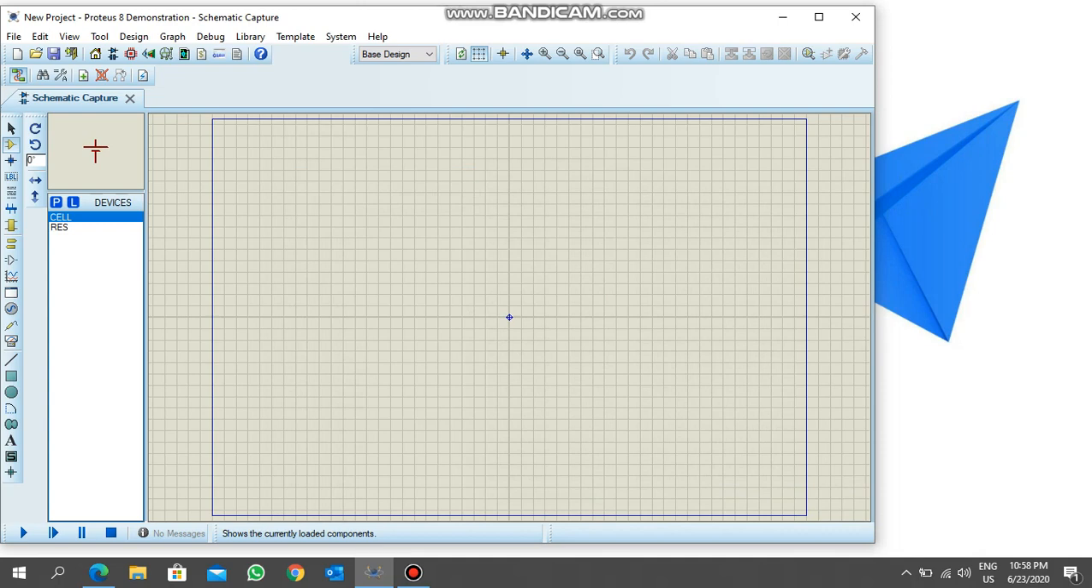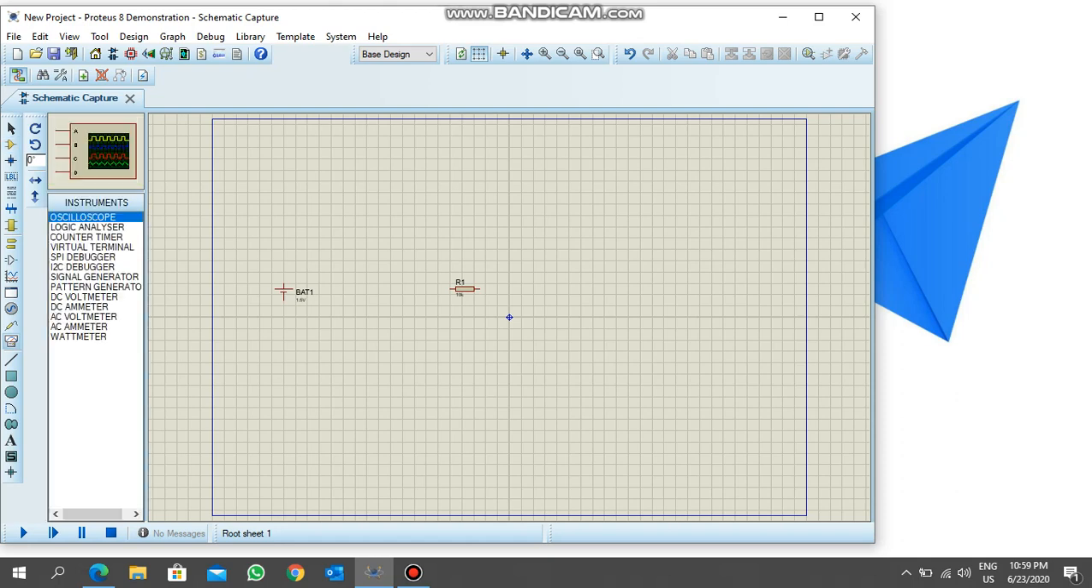Now we place the component. This is our cell. We place the cell. This is our resistance. We place the resistance, and in order to measure them, we will go to this section for selecting the meter. This is the instruments. This is for instrument, like this is for component mode.